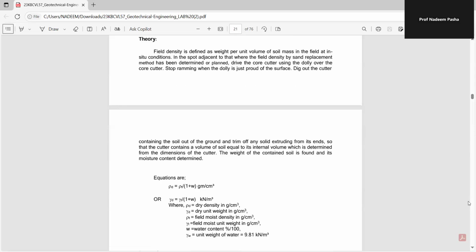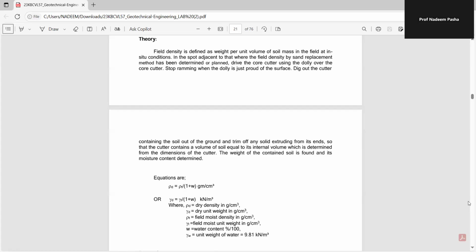So theory: field density is defined as weight per unit volume of soil mass in the field at in situ condition. In the spot adjacent to that where the field density of the soil mass has been determined or planned, drive the core cutter using the dolly over the core cutter. Stop ramming when the dolly is just brought to the surface, and take out the cutter containing the soil. So it is in a way procedure only. First, what you have to do? Field density definition. What is field density? It is defined as weight per unit volume of soil mass in the field at in situ condition.